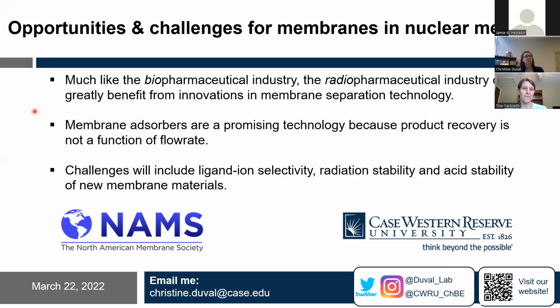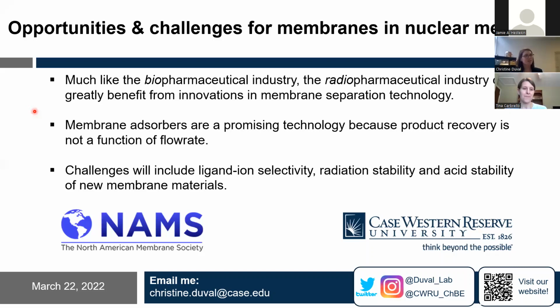And so budding challenges, of course, are going to be, how do you choose your ligand? What is the appropriate ligand ion selectivity? The kinetics of those interactions are going to dictate the flow rates you can actually work at. So despite any mass transport arguments you might be able to make, if the complexation is too slow, you might be limited in your flow rates.